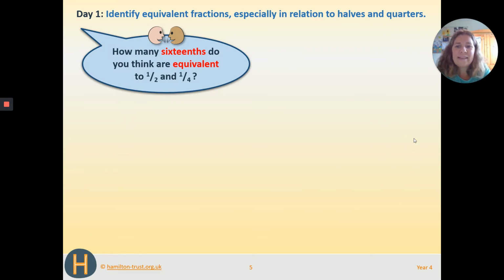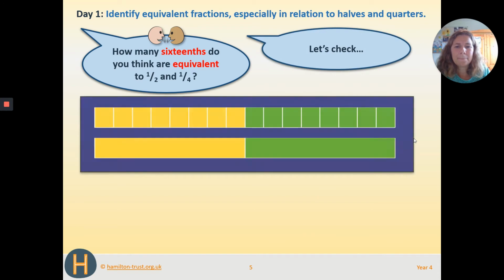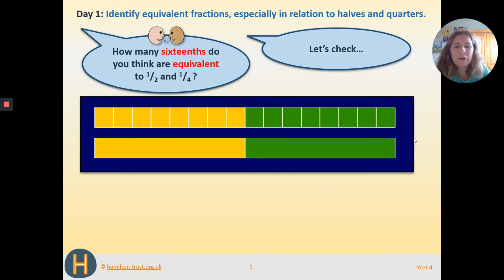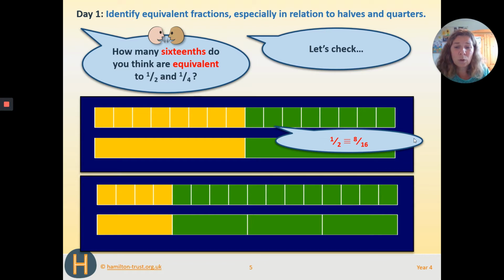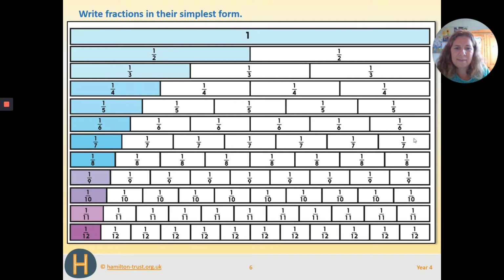Now let's look at sixteenths. How many sixteenths do you think are equivalent to 1/2 and 1/4? Let's show them again on the strips. First of all, we're going to look at 1/2 and sixteenths together. 1/2 is equivalent to 8 sixteenths. Did you get that right? Brilliant. And now quarters. 1/4, 4 sixteenths. 1/4 is equivalent to 4 sixteenths.